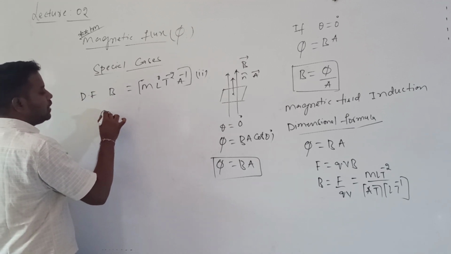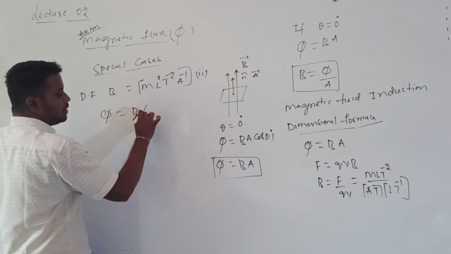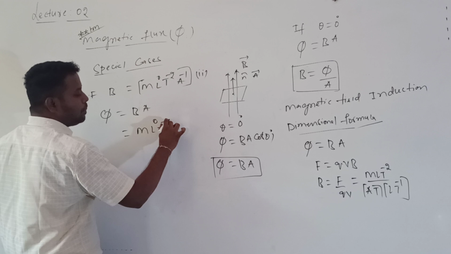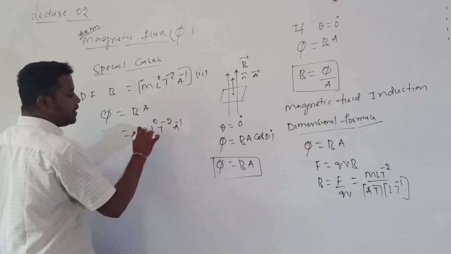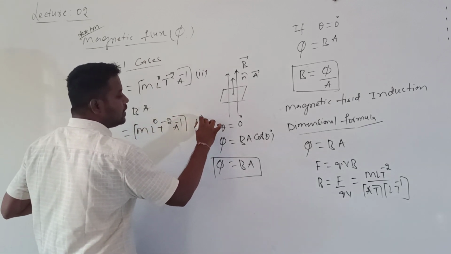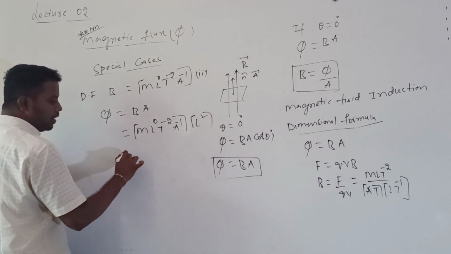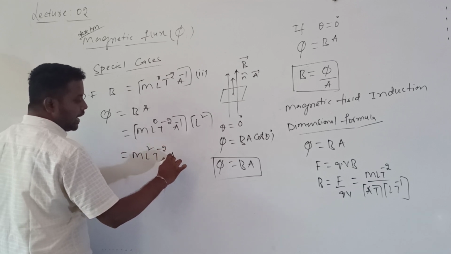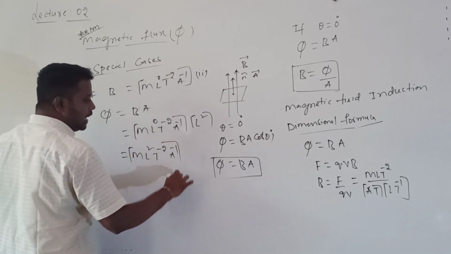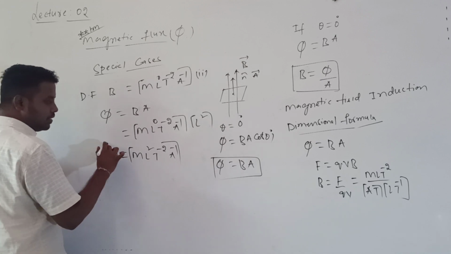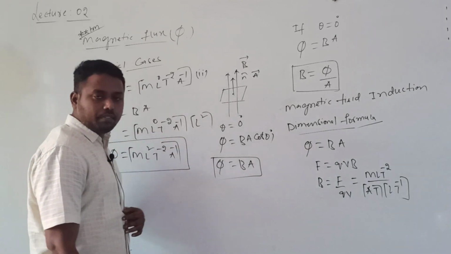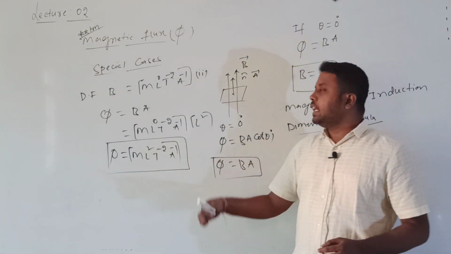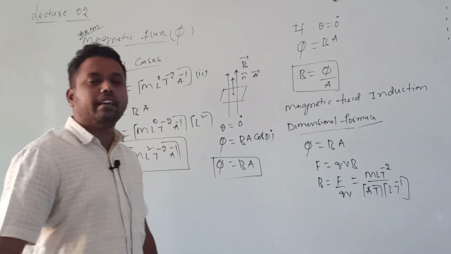But now I want the dimensional formula for flux. So B's dimensional formula M L power 0 T power minus 2 A power minus 1 into area L square. So finally we get M L square T power minus 2 A power minus 1. This is the dimensional formula of magnetic flux. Important question for 1 mark: what is the magnetic flux dimensional formula? This is the dimensional formula for magnetic flux.